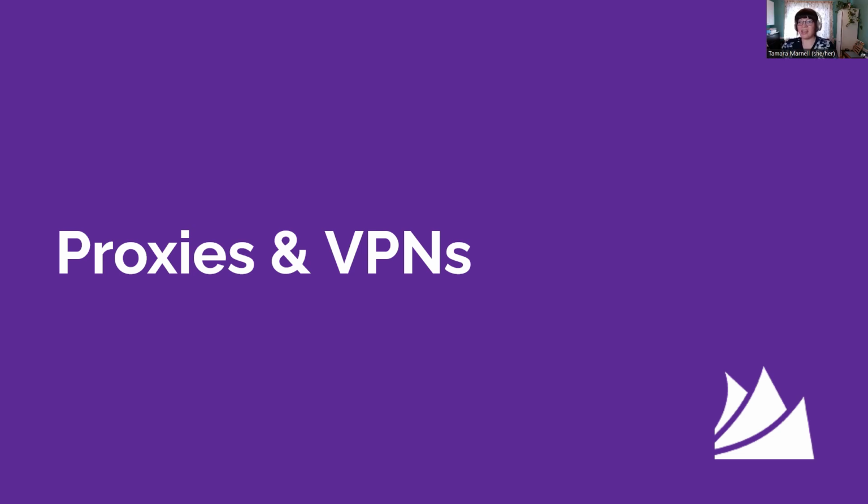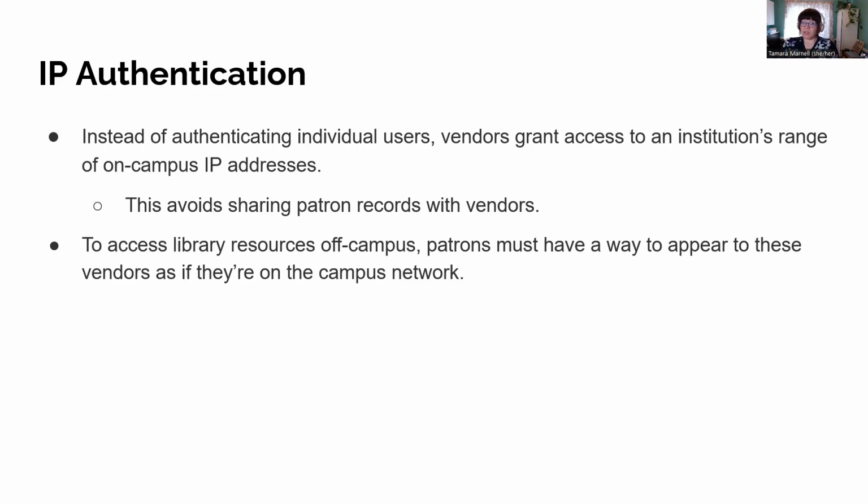Next, we have proxies and VPNs. So most of the time, you are not setting up authentication for every single vendor. You're not going into the configuration for WorldCat Discovery Service and trying to set up SAML directly to WorldCat, or whatever other services you're subscribed to. For one thing, you would need to provide patron records for that to happen, and that's not a good idea. So instead of authenticating individual users, vendors will grant access to a range of IP addresses that are associated with your campus. So this way you don't have to share patron records or an authentication setup that gets around sharing patron records.